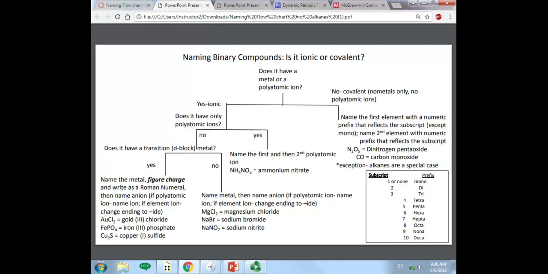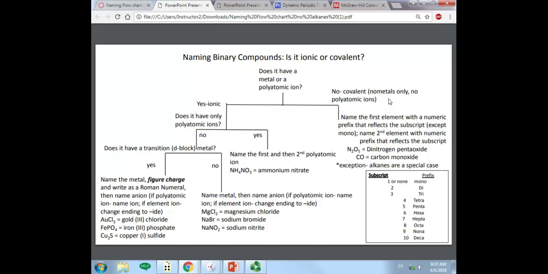So, does it have a metal or a polyatomic ion? Yes, it's ionic. If it's no, it's covalent, which we call a molecule, a covalent compound. Compound is generic, 2 or more atoms bonded together. It doesn't give you any information. An ionic compound tells you these are charged particles hanging out because opposites attract. A covalent compound tells you it's a molecule. They're sharing electrons. They have covalent bonds. So a covalent compound doesn't have any metals, and it doesn't have polyatomic ions.